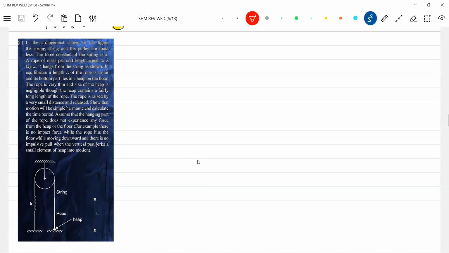So let me begin like this. There's a spring force, kx naught, and it will balance the weight of the rope. So how much is the weight of the rope? Lambda Lg. So initially, what is kx naught? Okay, I get this. Now what are we going to do?